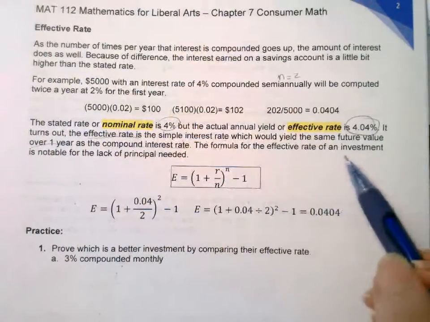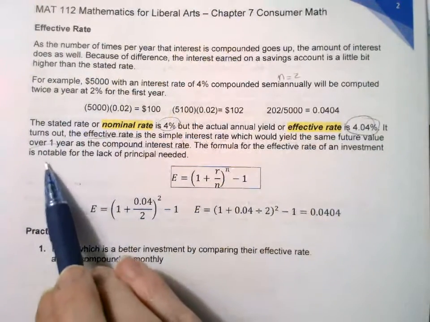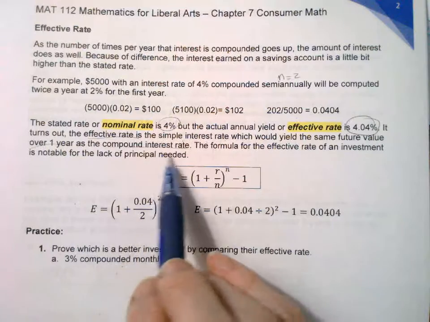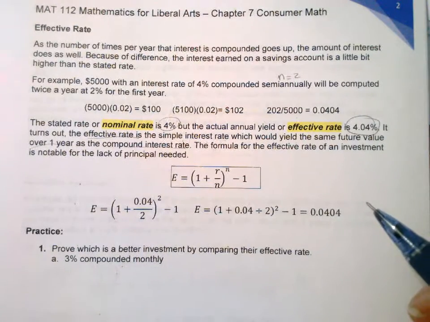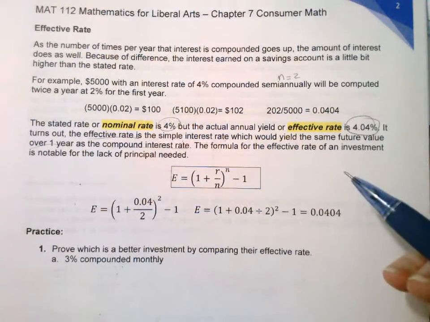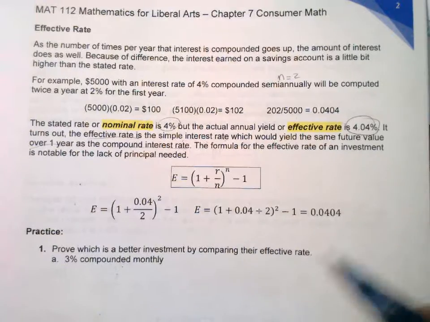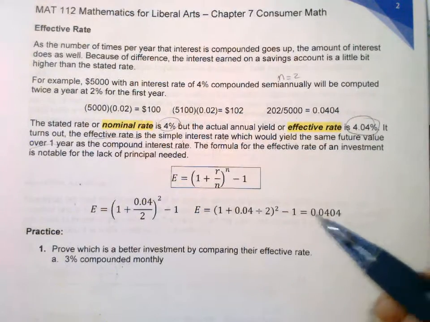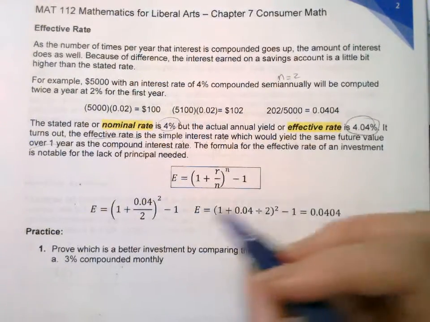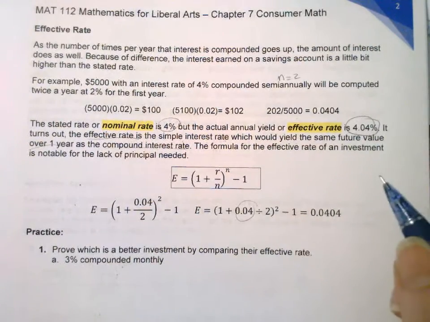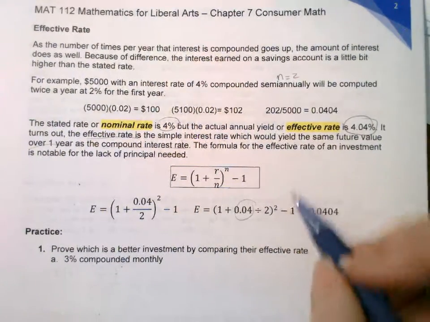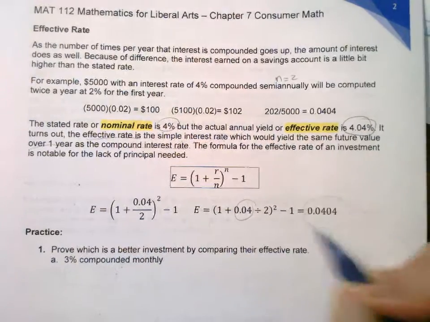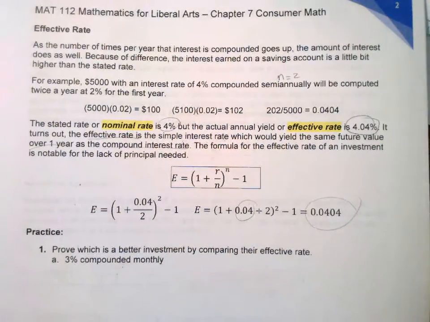The formula for effective rate of an investment is notable for the lack of principal needed. So it doesn't matter how much the principal is, how low, how high, or whatever. When you're calculating the effective rate, what does 4% turn into with the n of 2 over time? It'll turn into a little higher rate.